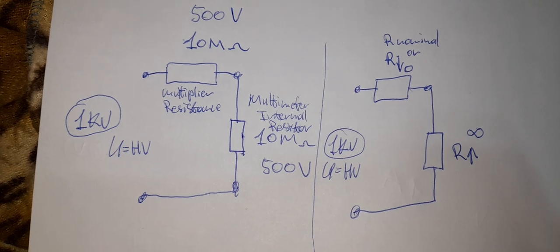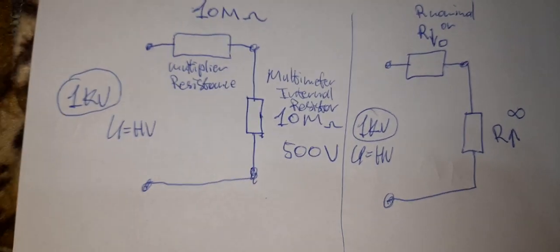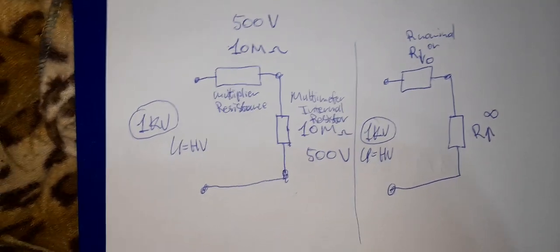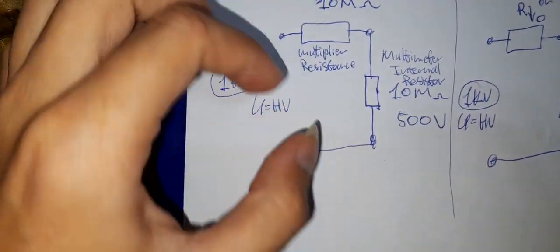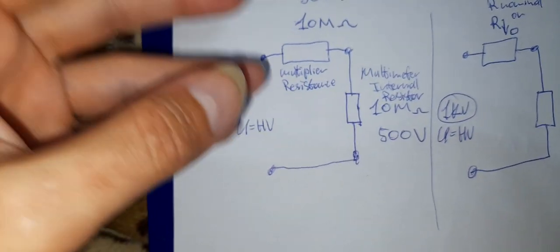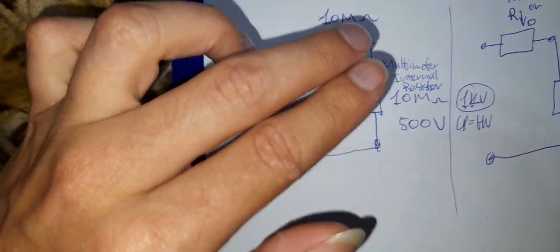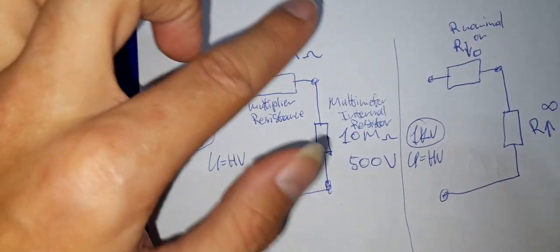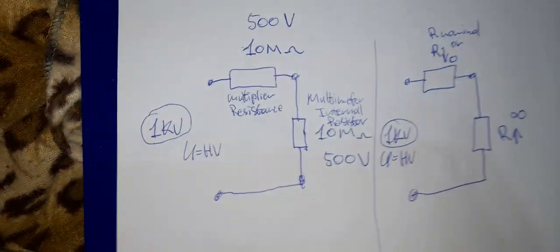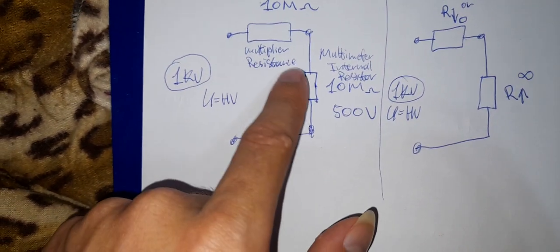So this is the schematic that I've drawn for you. It's not that hard to understand because it's simple. When two resistors are connected in series, the voltage is divided. If they have the same value, each one is divided by 2. So 1 kilovolt divided by 2 equals 500 volts each. So this needs to be higher than this here. Higher than this.